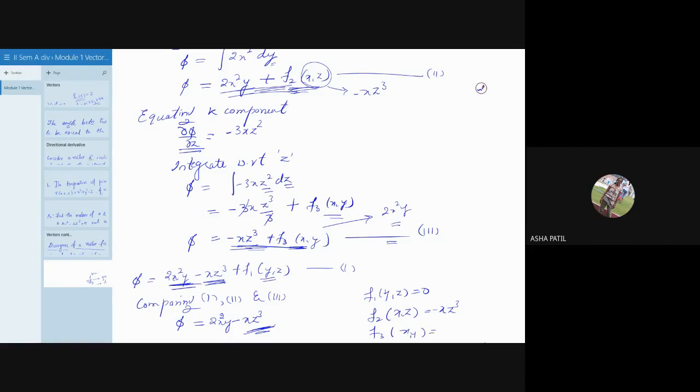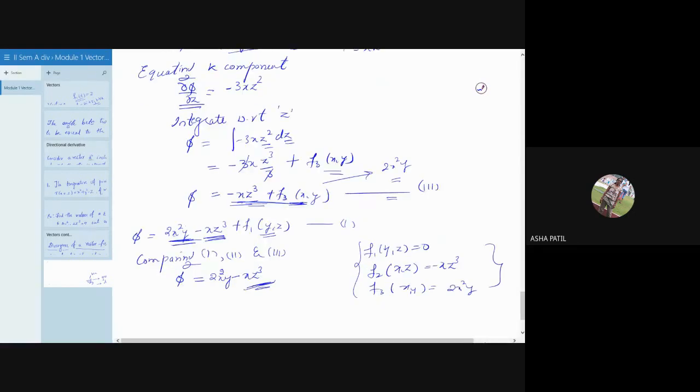So taking f1 of yz as 0, f2 of xz as minus xz³, and f3 of xy as 2x²y, if you take these terms, then all your equations 1, 2, and 3 together represent a single φ, which is given by 2x²y minus xz³. Now that represents the scalar potential. This φ is the scalar potential of the given vector field.